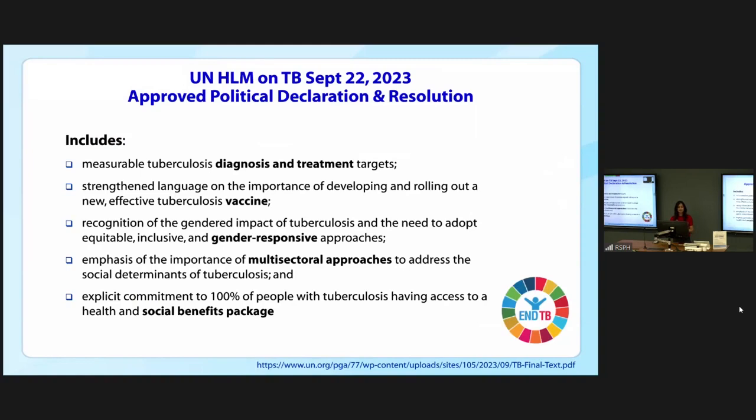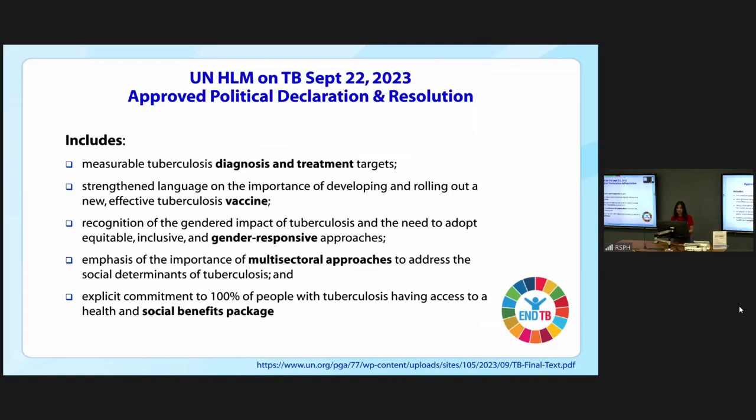Specifically, it includes, like I said, targets for diagnosis and treatment. And where do these targets come from? They come from the global plan. That plan comes from modeling and gaps and all of what's needed to get us towards ending TB. So these all link together and come to the point of the high-level meeting.